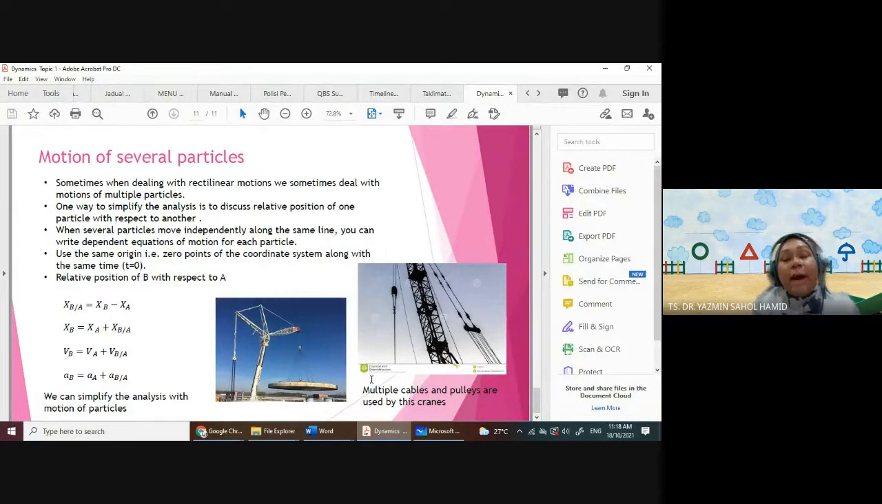A good example is multiple cables and pulleys used by a crane. You can see there is a pulley pulling the crane together. The crane is using the pulley to pull an object. These are examples of motion of several particles. Okay, let's go back to the screen.